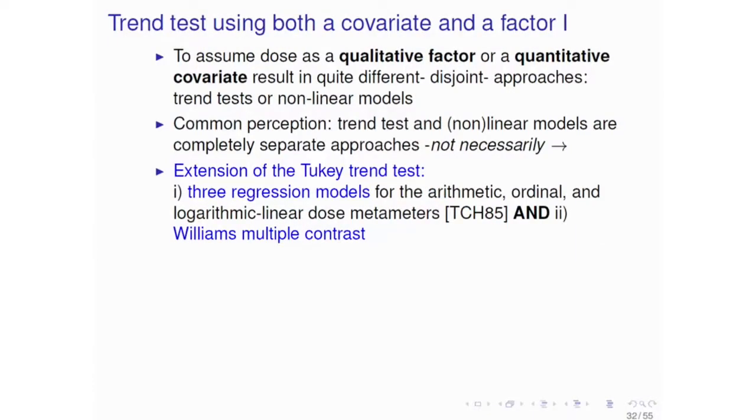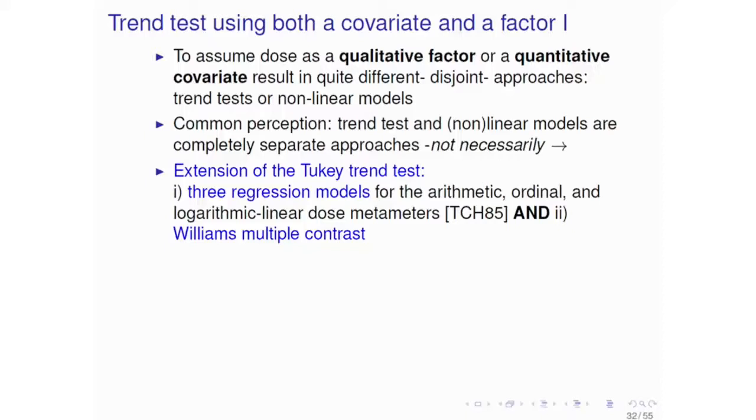Now comes the step forward for me. I can consider both simultaneously. I can use a qualitative factor and a quantitative covariate. Previously, in the literature, these are completely two boxes. Nobody has published, or I didn't find it at least, a joint approach. And here, it's very simple. We can do it simultaneously.